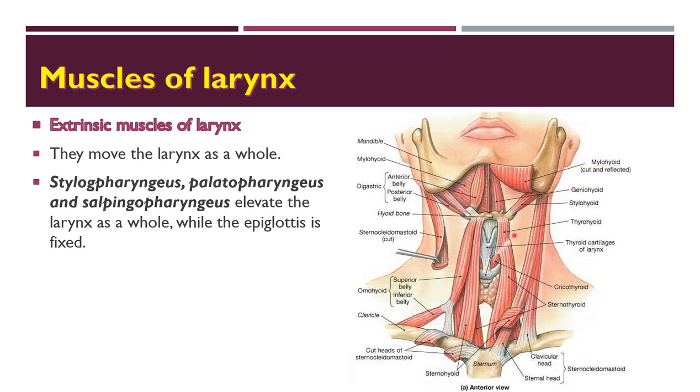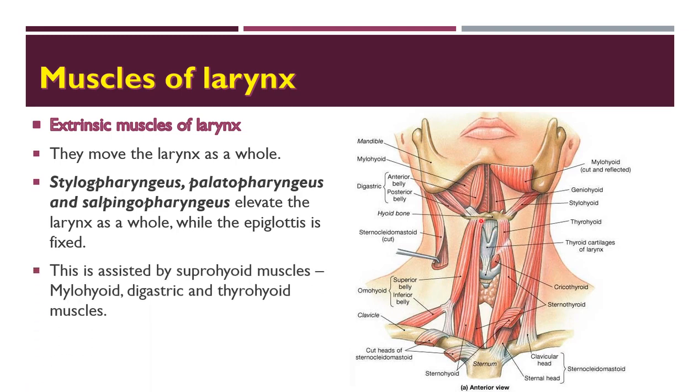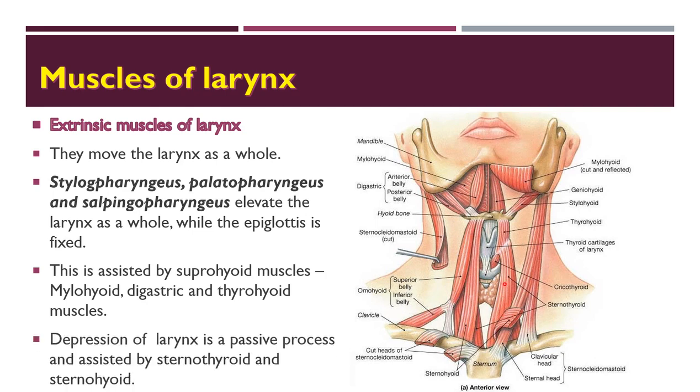The other muscles which assist in elevation are the suprahyoid muscles. Mainly the mylohyoid, which helps to elevate the floor of the oral cavity, and then the digastric muscles, the suprahyoid muscles. Whereas the infrahyoid muscles, you are able to see here the sternothyroid and the sternohyoid muscles. They actually stabilize the hyoid bone, and they also assist in depressing the larynx. The sternothyroid and the sternohyoid muscles, which you are able to see here.